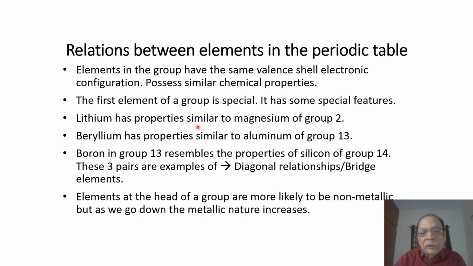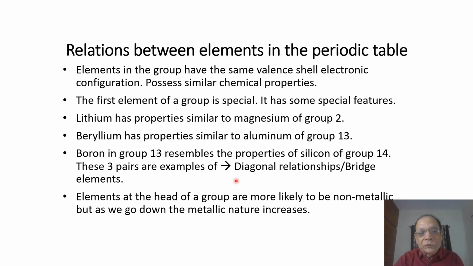Lithium has properties similar to magnesium of group 2 rather than its own group members, like sodium, potassium, rubidium, cesium. Beryllium has properties similar to aluminium of group 13 rather than its own members, that is magnesium, calcium, strontium, and barium. Boron in group 13 resembles the properties of silicon of group 14. These three pairs are examples of diagonal relationships. They are also known as bridge elements.